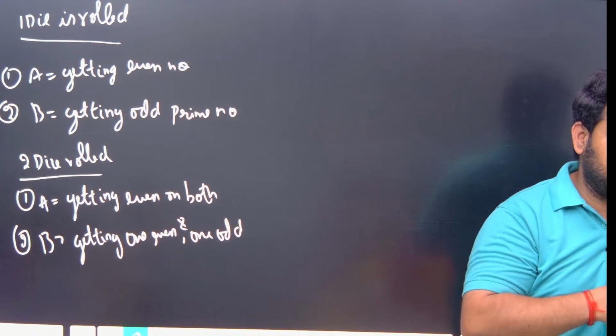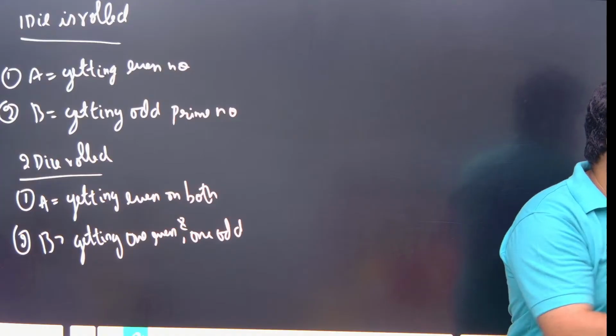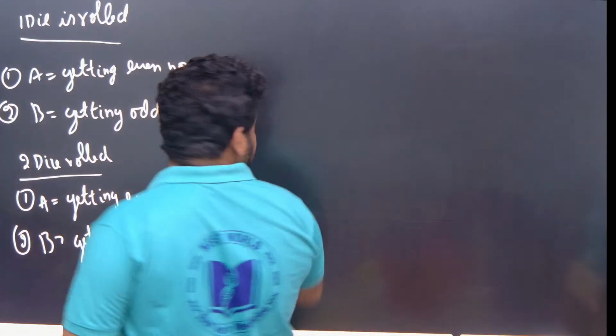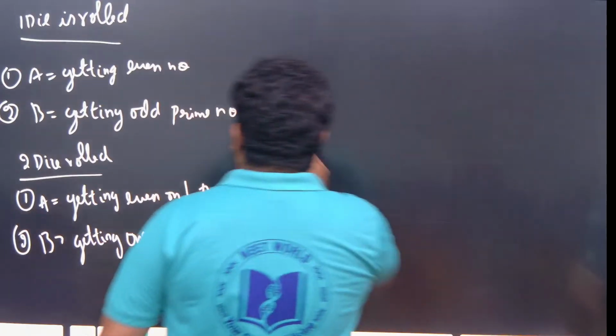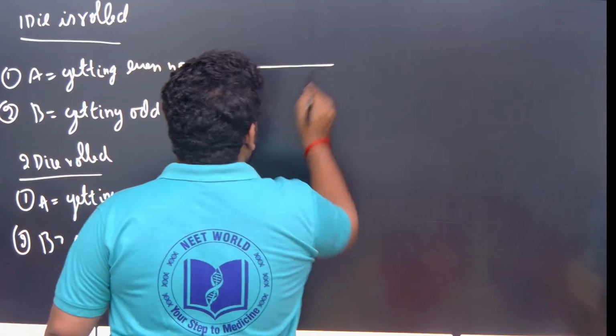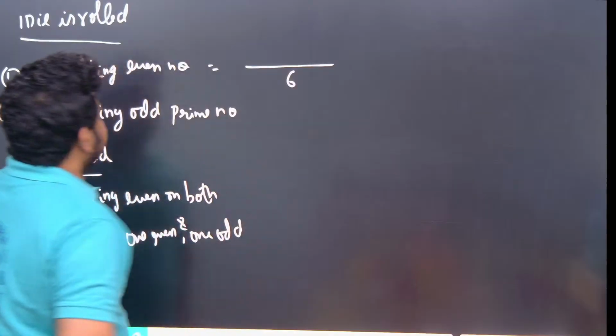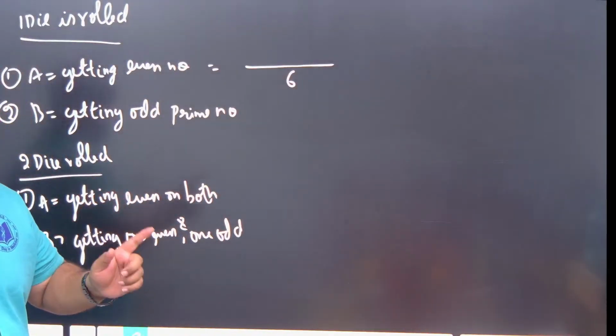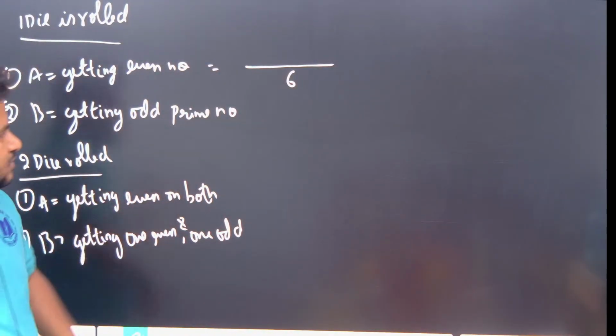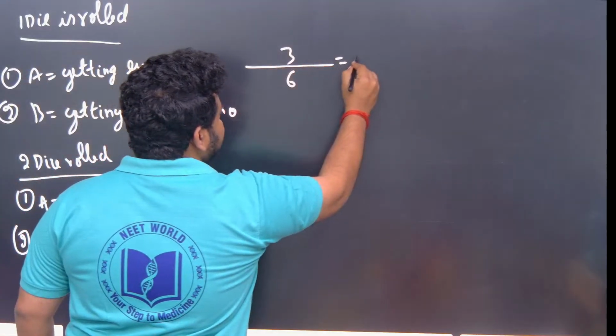Correct? One die is rolled, so the denominator will always be 6. Even numbers are 2, 4 and 6. How many even numbers are there? 3. So this will become 3 by 6, so the answer will be 1 by 2.